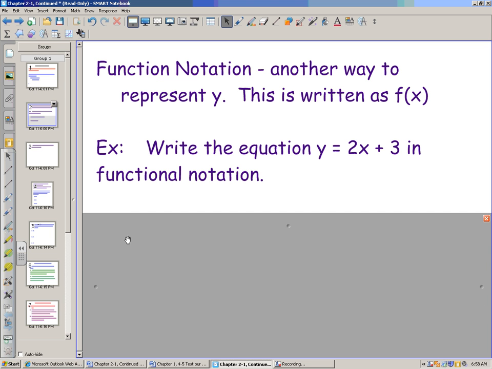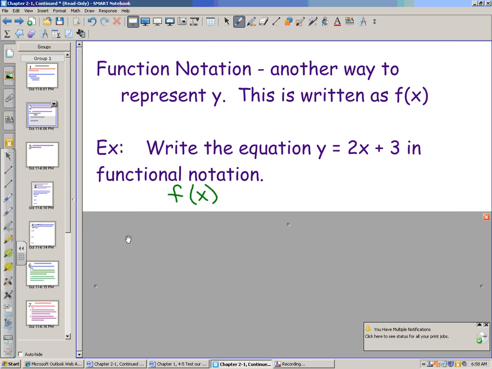Write the equation y is equal to 2x plus 3 in function notation. Well, instead of saying y, what do we use? Hopefully you said f of x. So I'm going to replace the y with f of x, and 2x plus 3 comes after. What this means is I've written a function f. I've named it f. I could have named it g, or h, or anything I wanted. I chose to name it f, and I'm telling you that the variable inside the equation is x.